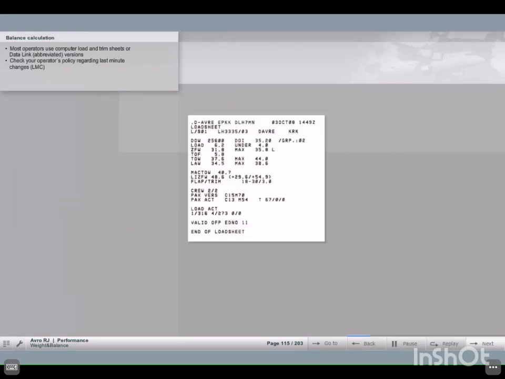Operators use computerized load and trim sheets or even data link load sheets, which are abbreviated forms of the computer load sheets. Certain restrictions apply regarding last-minute changes, LMCs. Check your operator's policies.